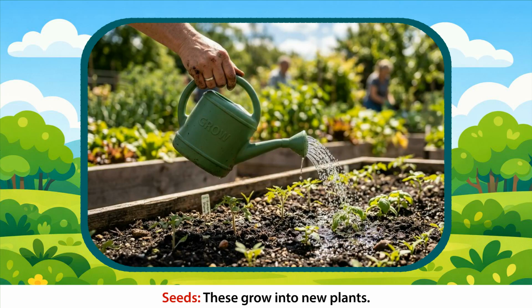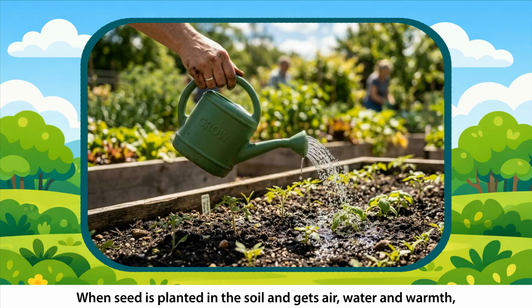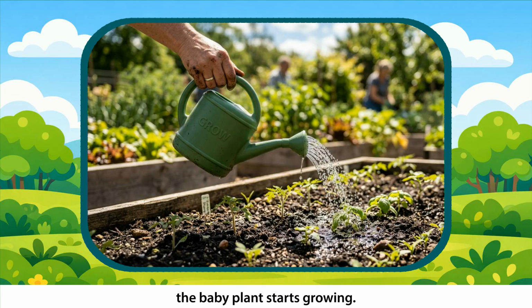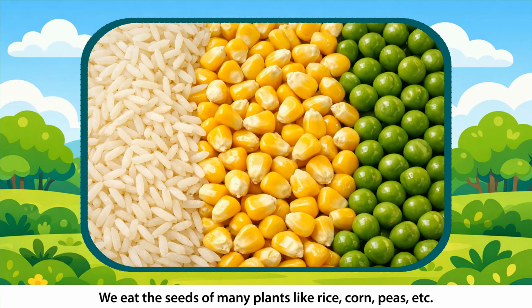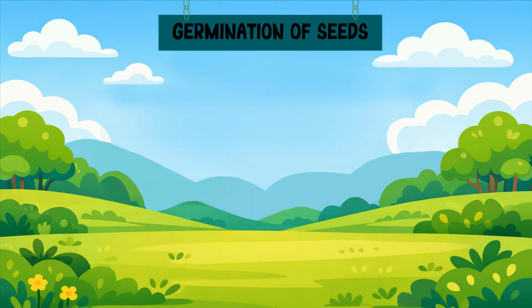Seeds. These grow into new plants. A seed has a baby plant inside. When seed is planted in the soil and gets air, water and warmth, the baby plant starts growing. We eat the seeds of many plants like rice, corn, peas, etc.